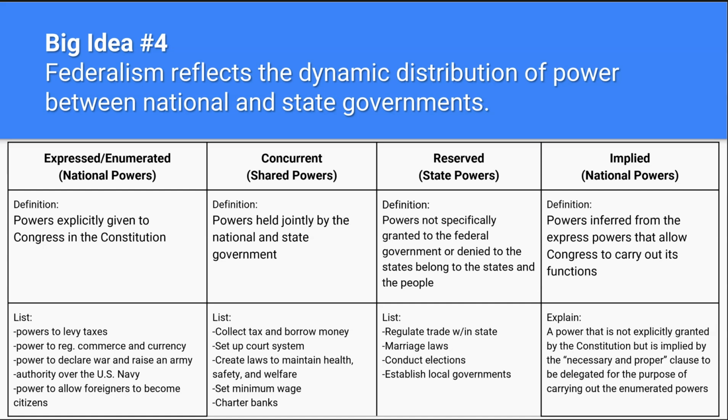Is it going to be mail-in? Is it going to be early voting? What's the process going to be for that? And then establishing local government, whether it's a state, county, township, city, municipality, something along those lines. And then the last category are the implied powers, and these would be implied powers of the national government. So powers that are inferred from the express powers that allow Congress to carry out its functions. So again, more detail, this is a power that's not explicitly granted in the Constitution in direct verbiage, but it's implied by the elastic clause or the necessary and proper clause to be delegated for the purpose of carrying out one of those enumerated powers.